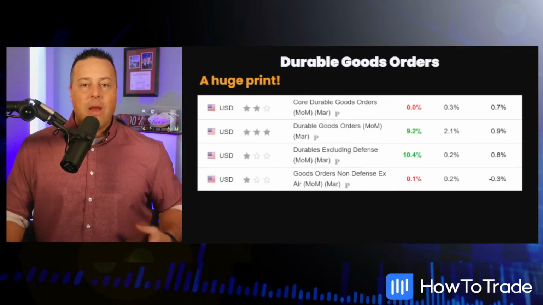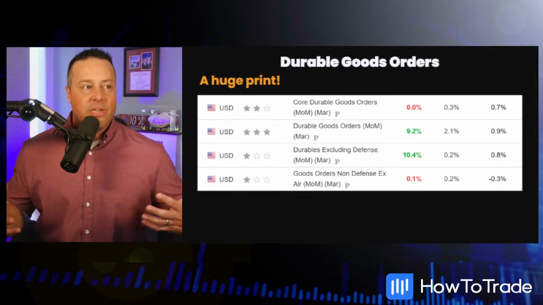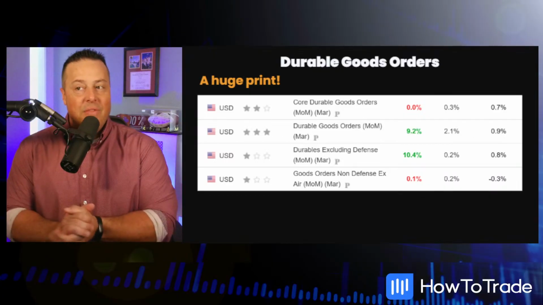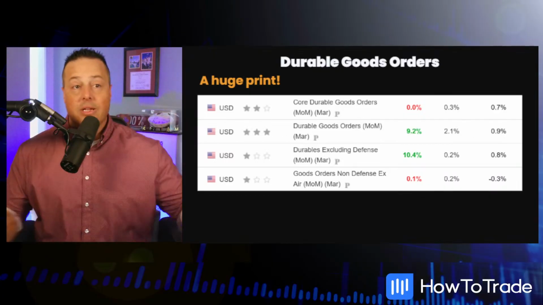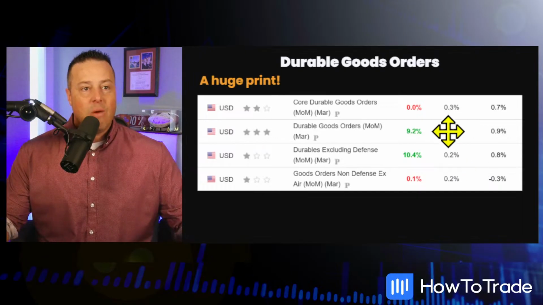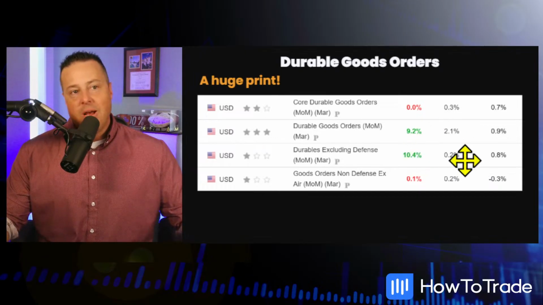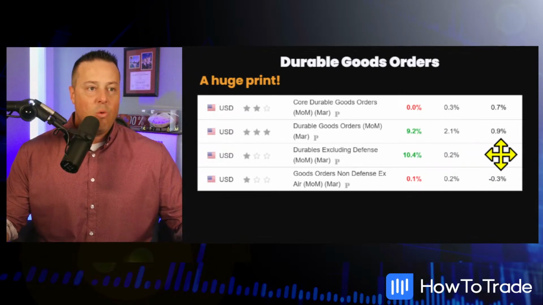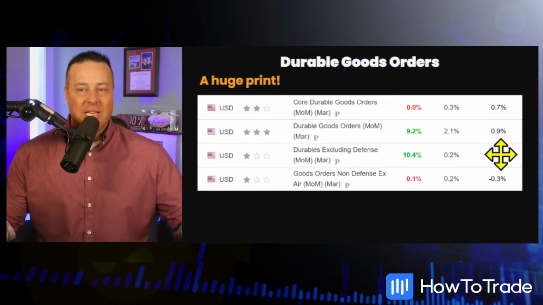Durable goods, think about appliances. Think about big ticket items that you're going to buy and finance typically. That's really what we're looking at with the durable goods. We saw a major print today. We saw right there 9.2%, which came in well above expectations of 2.1 and 0.9. So that suggests the consumption is high.